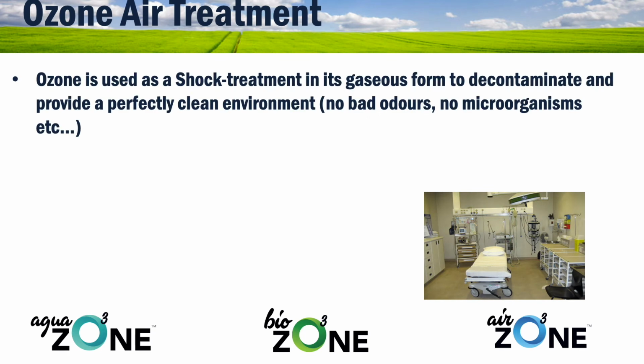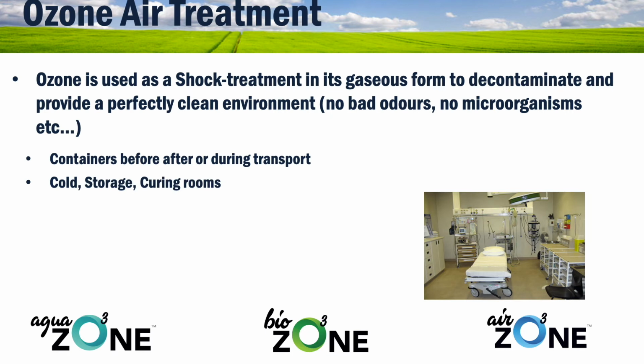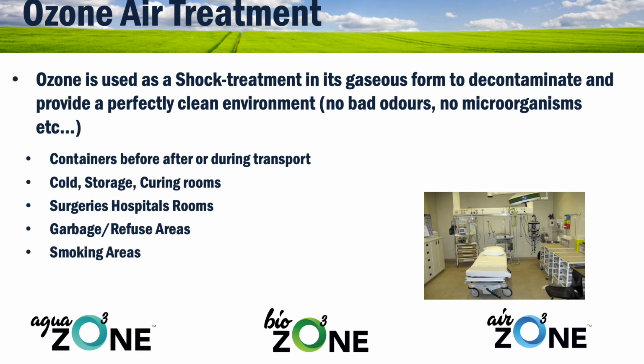In air treatment, ozone is used as shock treatment in its gaseous form to decontaminate and provide a perfectly clean environment where there are no bad odors, no microorganisms, etc. For example, a container, before or after or during transport. Cold rooms, storage rooms, curing rooms, surgeries, hospital rooms where disinfection or sanitizing is essential. Garbage refuse areas to get rid of the smell. Smoking areas, to get rid of smoke permanently. Hotel rooms, to deodorize any smell that may have hung over from the room. For example, paint. After you've painted a room, you can occupy it almost immediately.